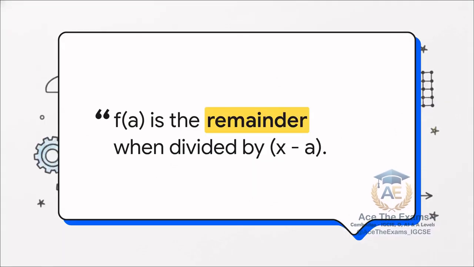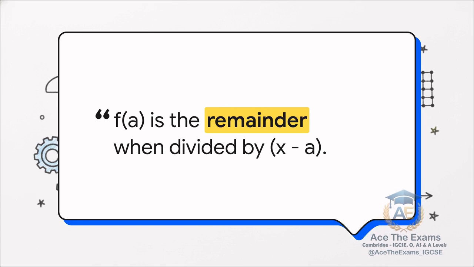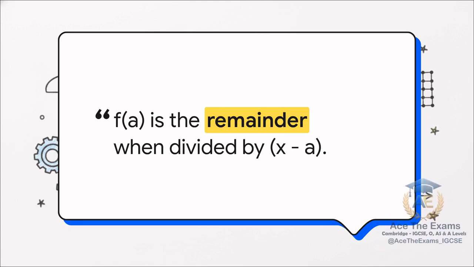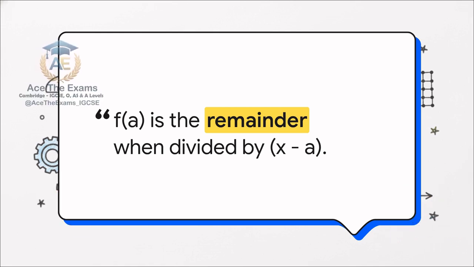But what happens when things aren't perfectly clean? That brings us to its essential sibling, the remainder theorem. This rule says that for any polynomial f of x, f of a is the exact remainder when f of x is divided by x minus a. This is an incredibly powerful tool. Instead of doing long, painful algebraic division during a timed exam, this theorem calculates exactly what is left over when the division isn't perfect, just by substituting a single value into the function. It's a massive time saver.